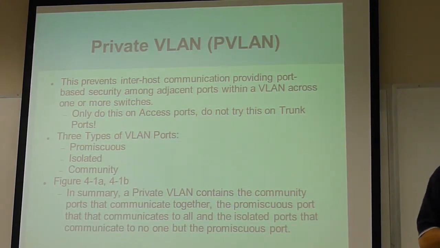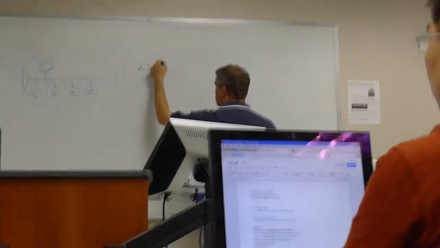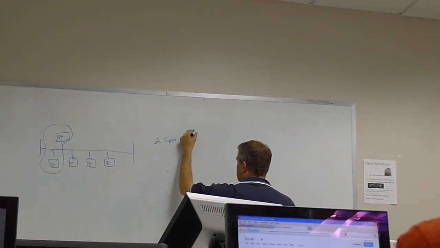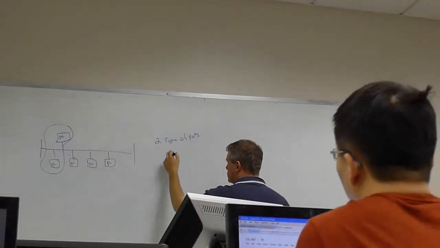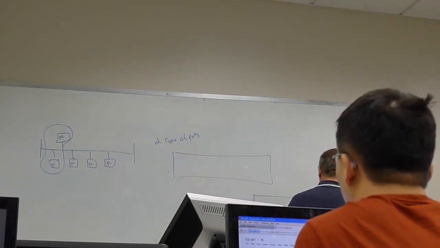Now, private VLANs can also prevent inter-host communication, providing a certain level of port security. You can only try this on access ports. Do not do this on trunk ports. Real quick, there are two types of ports on switches. So, say we have two switches.